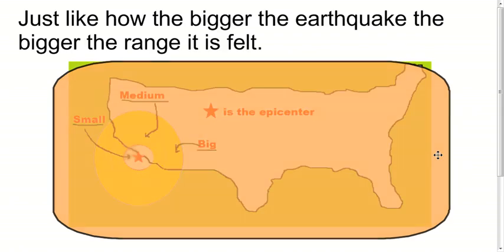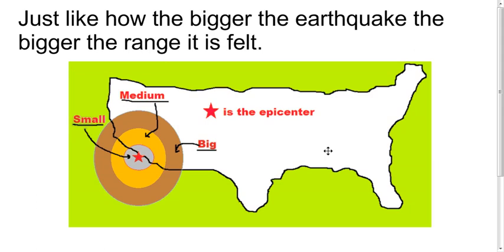This is similar to how a big earthquake is felt. Let's say you got an earthquake here. A small earthquake is a small range. The bigger the earthquake, the bigger the range, and the biggest would be most widespread.